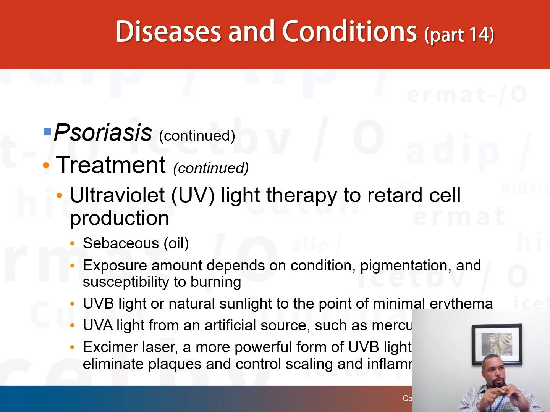Some other treatments include UV light therapy to slow down cell production. The exposure amount depends on the condition. It also depends on the pigmentation of the patient's skin and the susceptibility of the patient's skin to burning. UV light from an artificial source is definitely the preferred method, not going outside and sitting under the sun and thinking that's going to take care of everything. Probably not the smartest move.